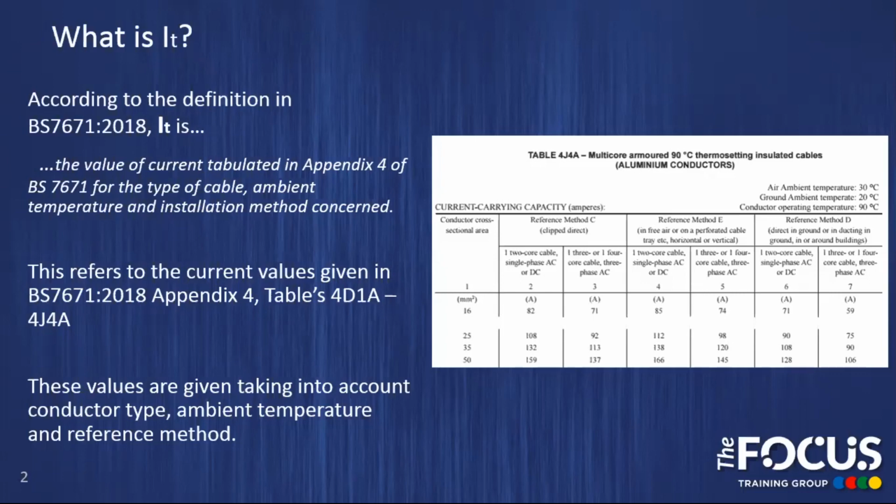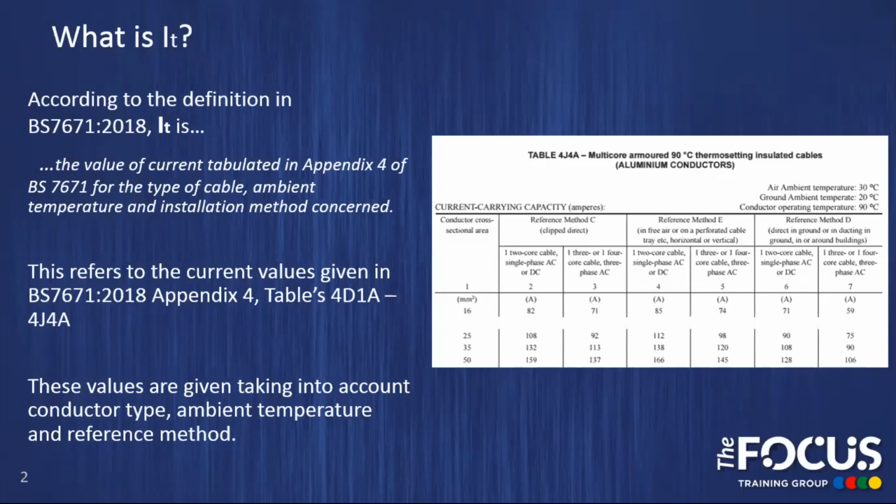So we have reference method C, where it would be clip direct. Then we have reference method E, where it could be on, for example, a cable tray. And then reference method D, where it is buried in the ground. So we can see that there are different values of IT dependent on the reference method.